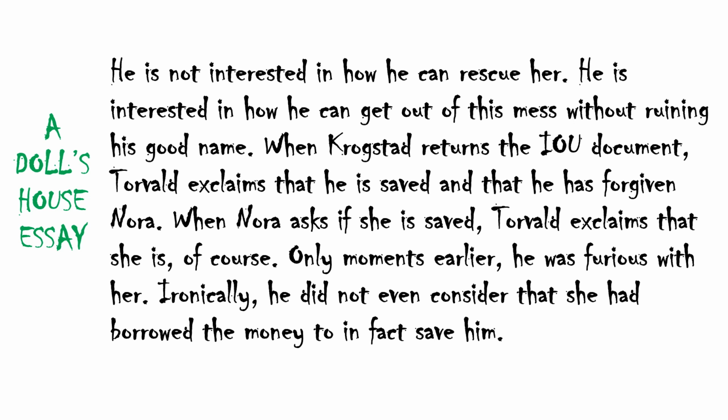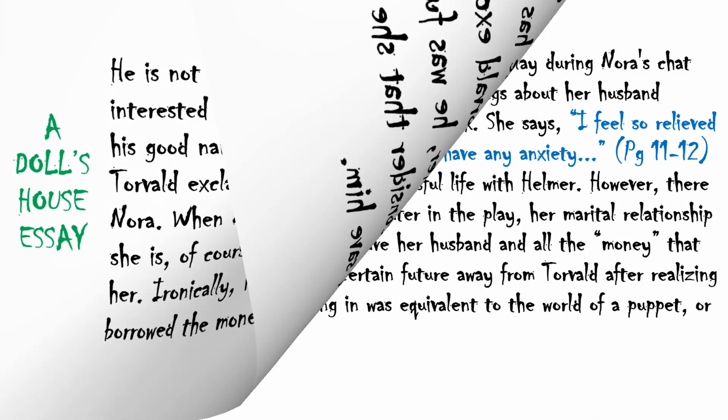When Krogstad returns the IOU document, Torvald exclaims that he is saved and that he has forgiven Nora. Now, when Nora asks if she is saved, Torvald exclaims that she is, of course. Only moments earlier, he was furious with her. Ironically, he did not even consider that she had borrowed the money to, in fact, save him.